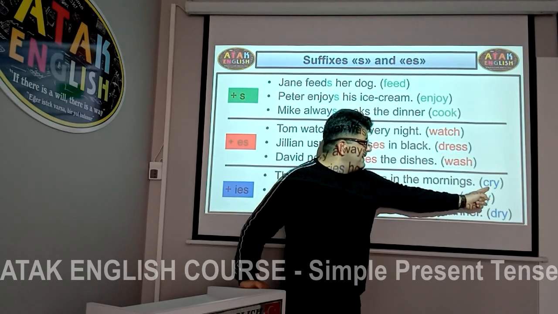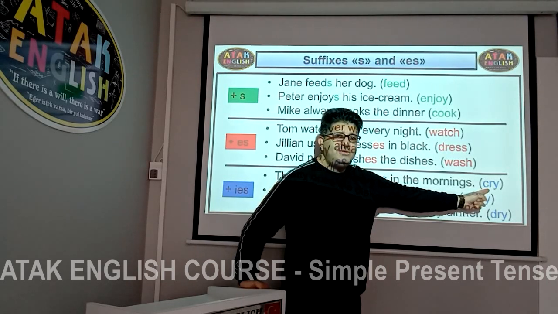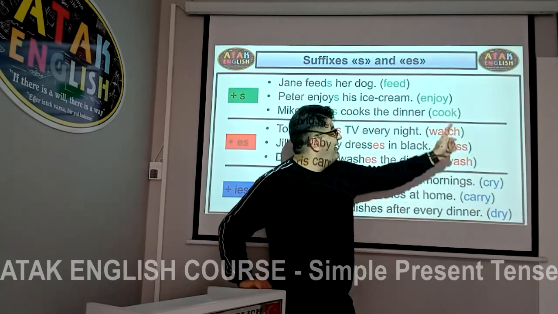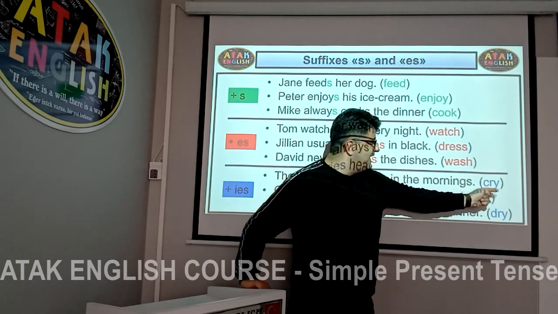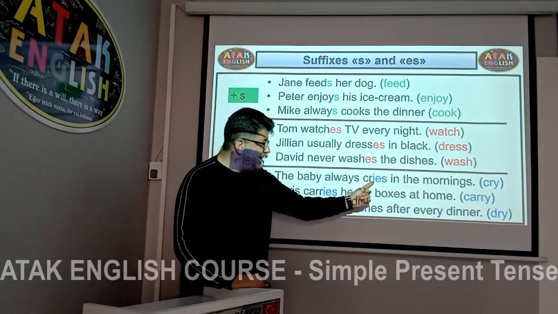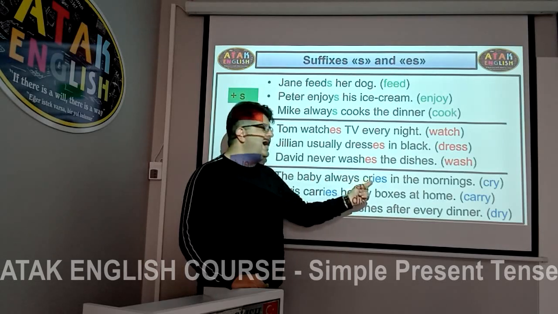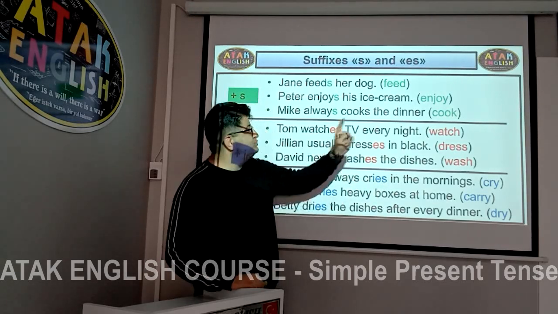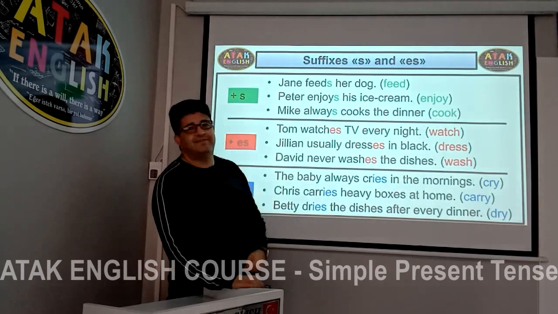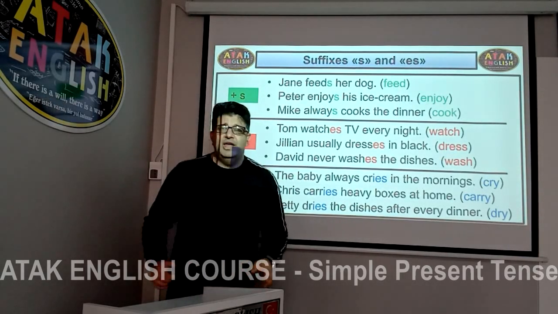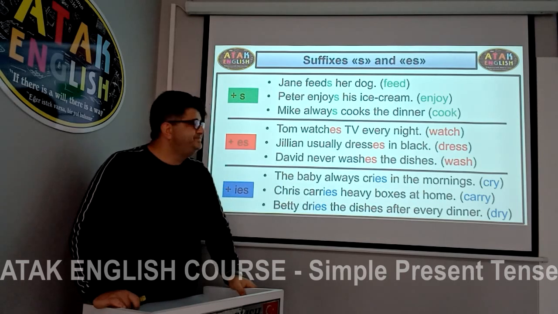Before Y, R sound is a consonant, not a vowel sound like O. That's why Y falls down and IES comes. That's why for enjoy, just S suffix comes at the end of the word. Okay?